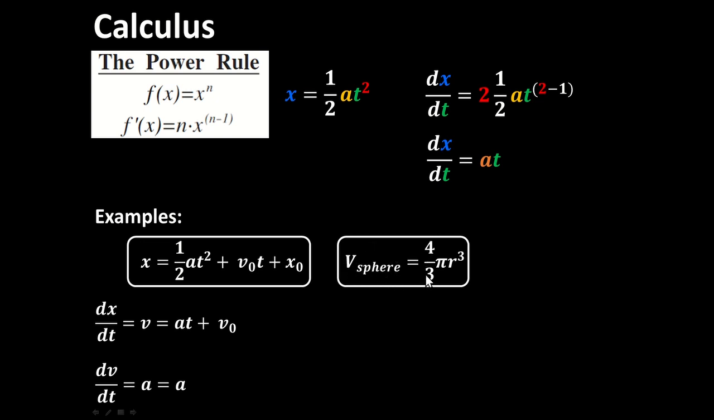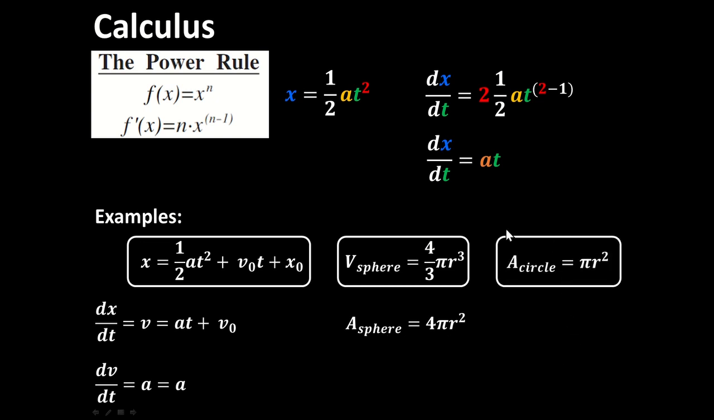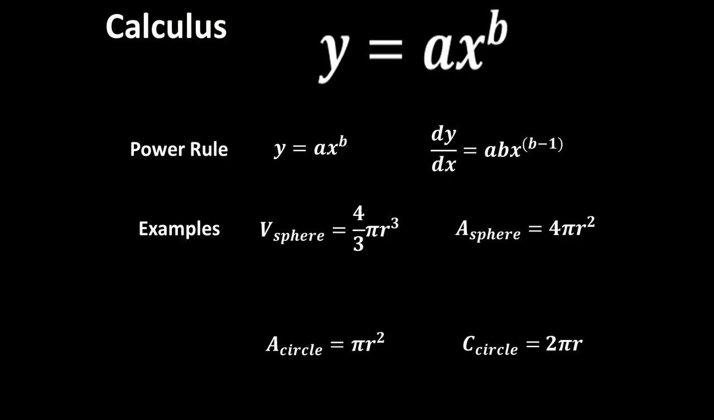Just some other examples: the volume of a sphere is 4/3 pi r cubed. So if I apply the chain rule, I bring the 3 down in front, it cancels with this 3, I subtract 1 from that, and I'm just left with a 2. So I get the area of a sphere is 4 pi r squared. The area of a circle is pi r squared, and the circumference of a circle is 2 pi r. So bringing the 2 down in front and subtracting 1 from the 2, this is called the derivative using the power rule.